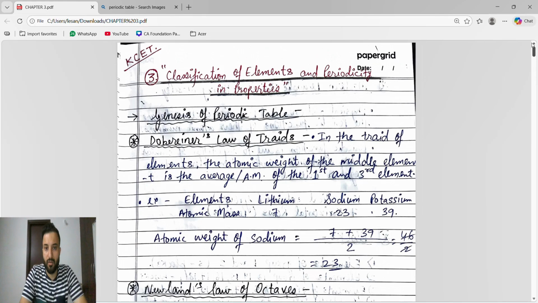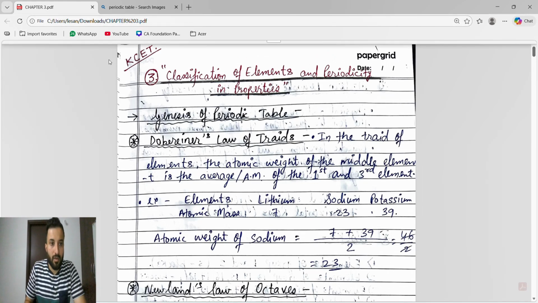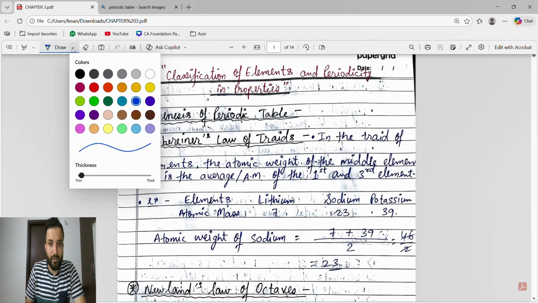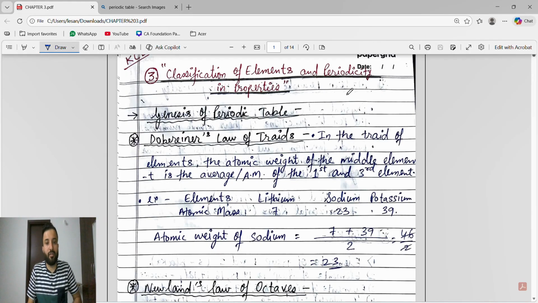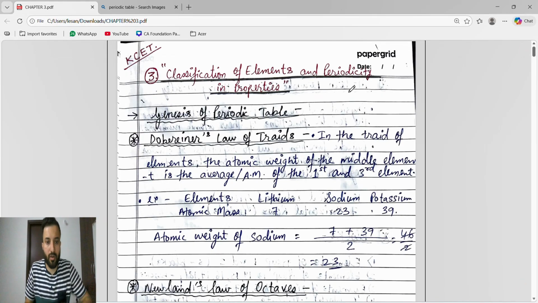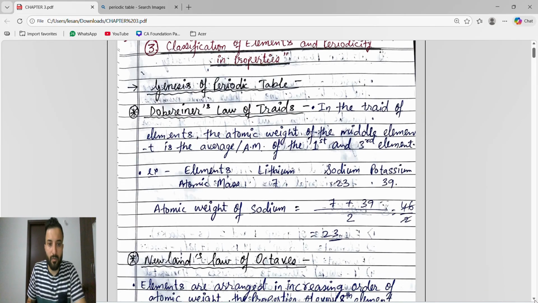Okay, so let's start. Classification of elements and periodicity in properties. So first is what? Genesis of periodic table. In the genesis of periodic table, first we will see Dobereiner's law of triads.